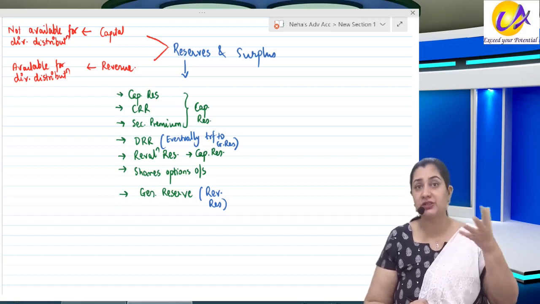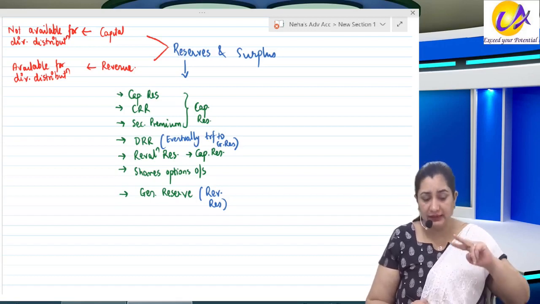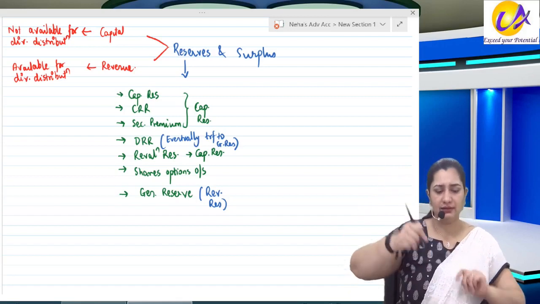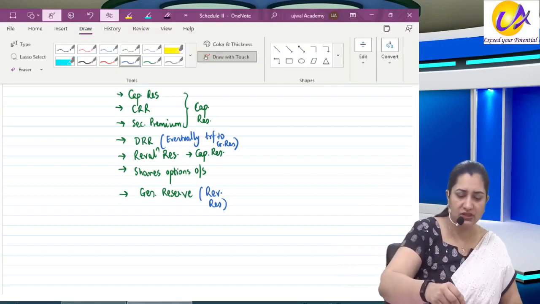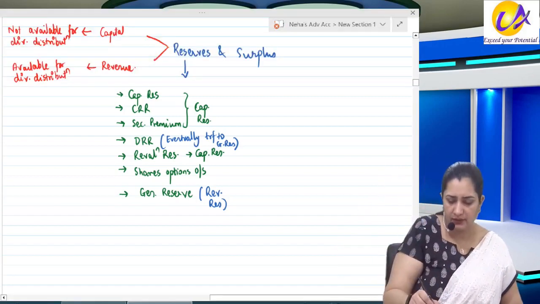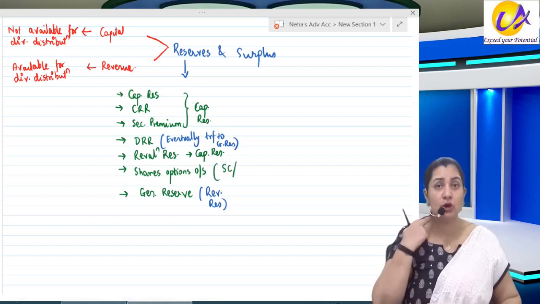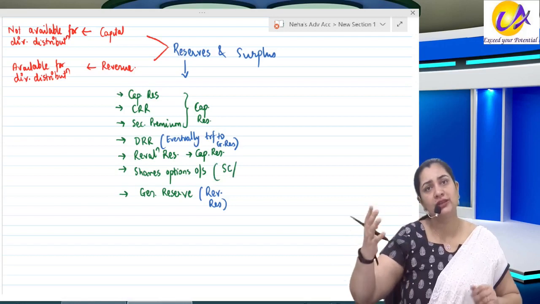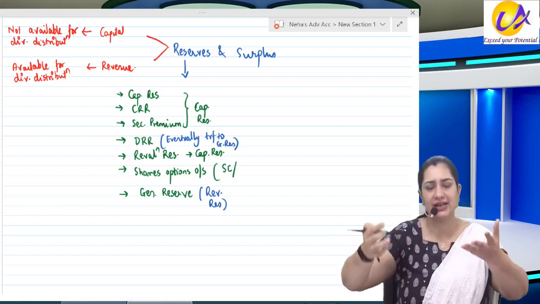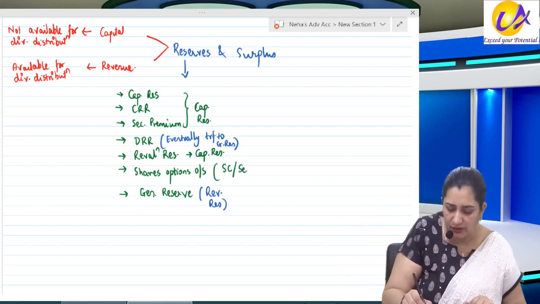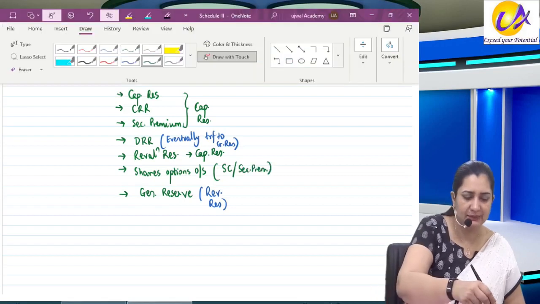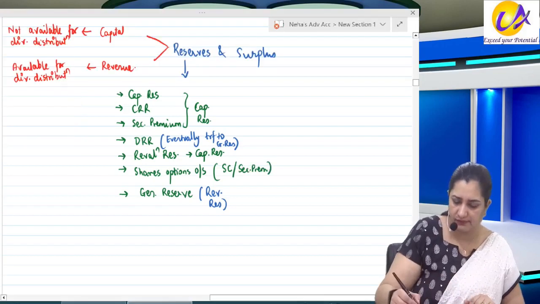And what about share options outstanding? This could become share capital in the future, right? It can become, because these are options with the employees. So they can, if they want, convert it into shares. Or it can become securities premium. SC means share capital, okay?